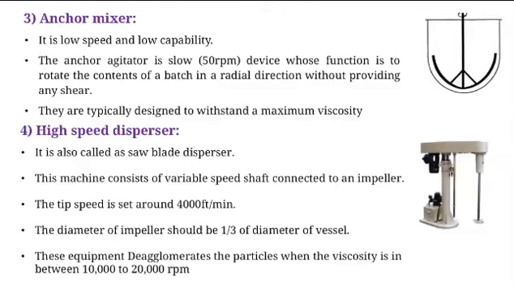Next is the high speed disperser. It is also called the saw blade disperser. This machine consists of a variable speed shaft connected to an impeller. The tip speed is set around 4000 feet per minute. The diameter of the impeller should be 1 by 3 of the diameter of the vessel. This equipment de-agglomerates the particles when the viscosity is in between 10,000 to 20,000.